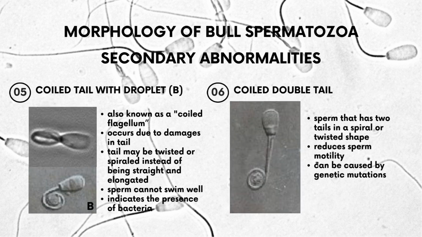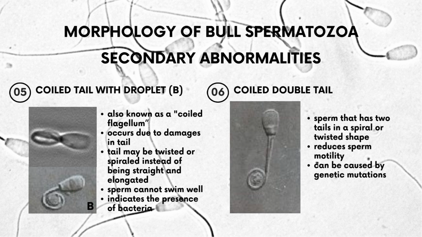Coiled tail with droplet. It is also known as a coiled flagellum, and it occurs due to damage in the tail. In this condition, the tail may be twisted or spiraled instead of being straight and elongated, which results in the sperm being unable to swim well. This also indicates the presence of bacteria.